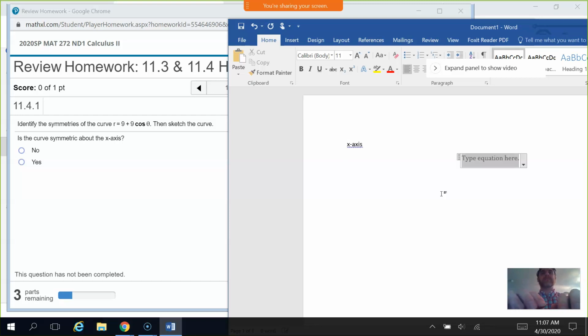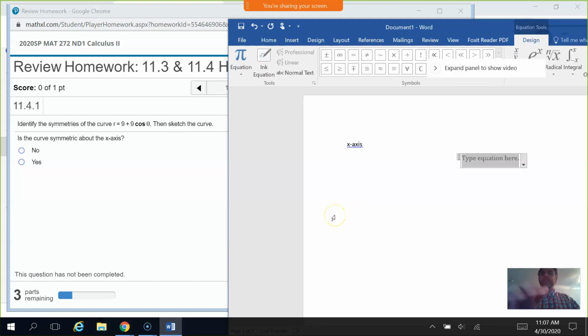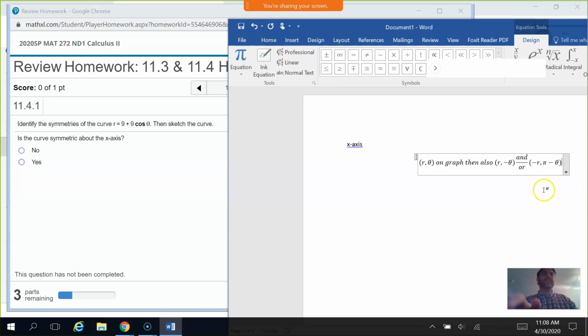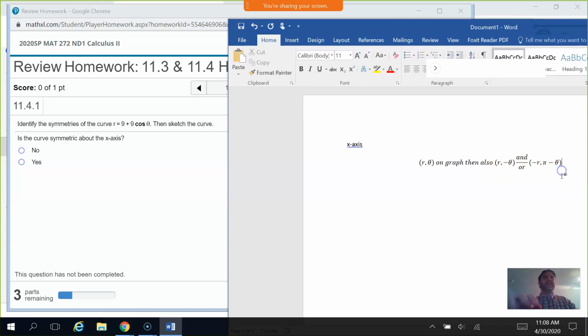is the x-axis symmetry. From the video or from the book, you can just look it up. For polar equations, something is symmetric to the x-axis if, when you have a generic point (r, theta) on the graph, you also automatically get (r, negative theta) and/or the point (negative r, pi minus theta). Usually it's just the first one that you worry about. The second one's kind of obnoxious.